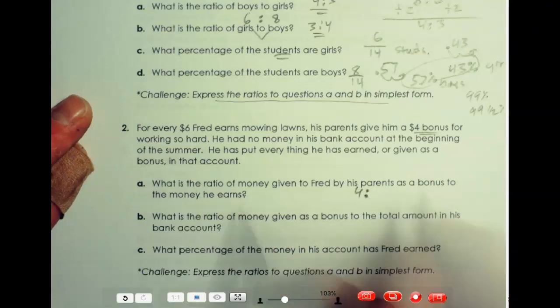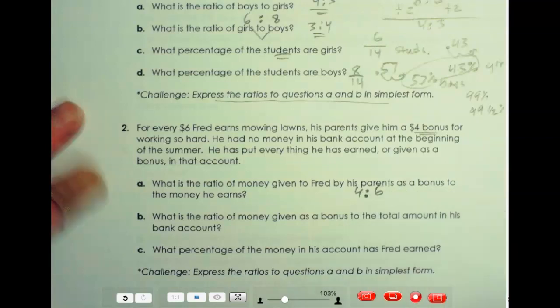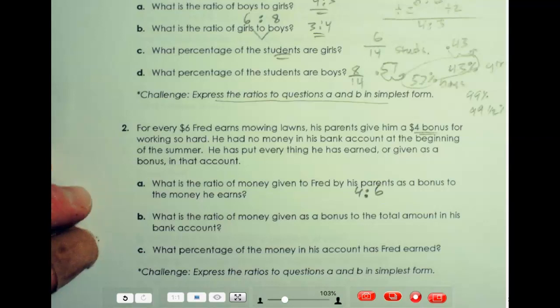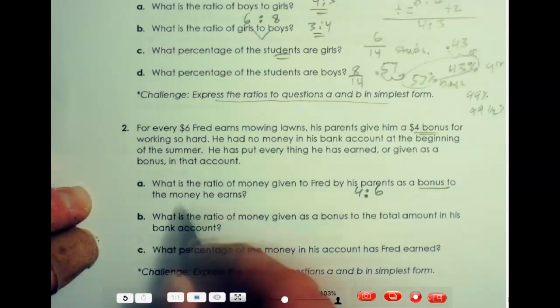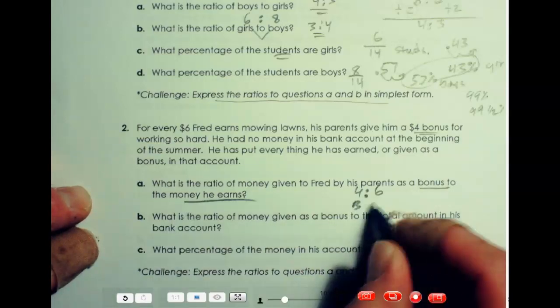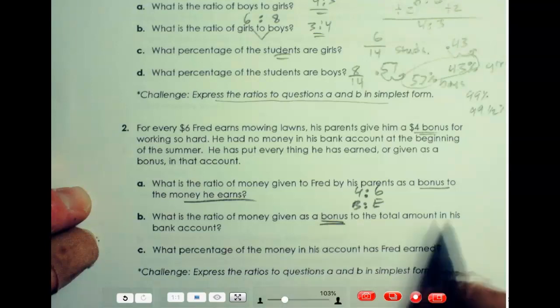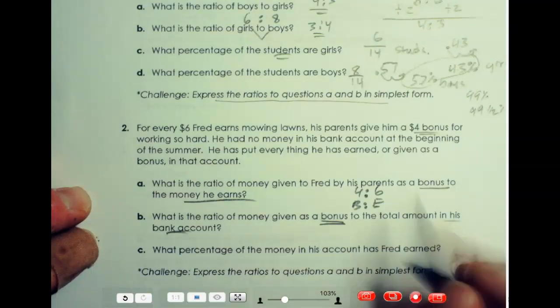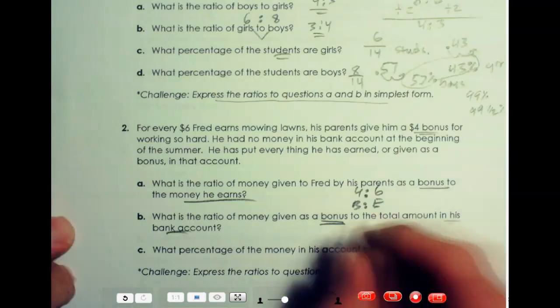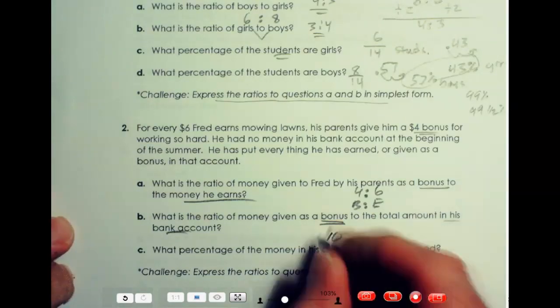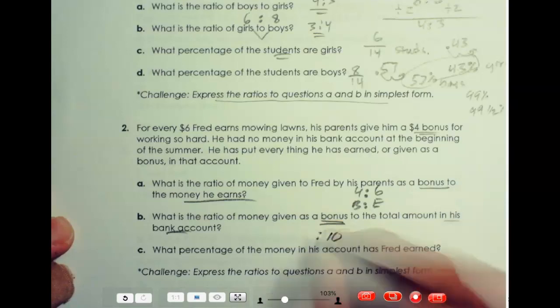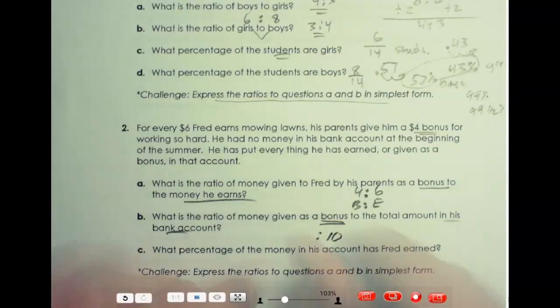and earned is 6. Because every time he mows a lawn, that's what it's going to be, 4 to 6. So he's really getting a total of $10 for every lawn, but it's in the ratio of bonus to earned. Here's bonus to earned. It's 4 to 6. What is the ratio of money given as a bonus to the total amount in his account? Well, let's just say that he only did one lawn. He'd have $10 in his account, right? Well, that would be, I'm going to rewrite that.